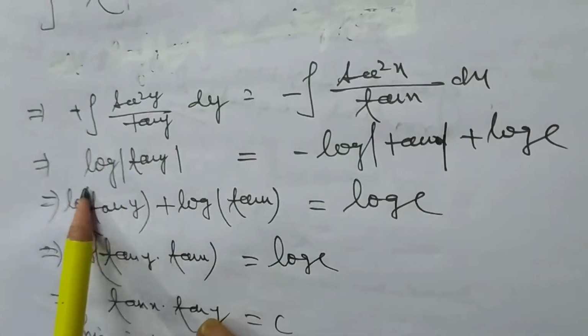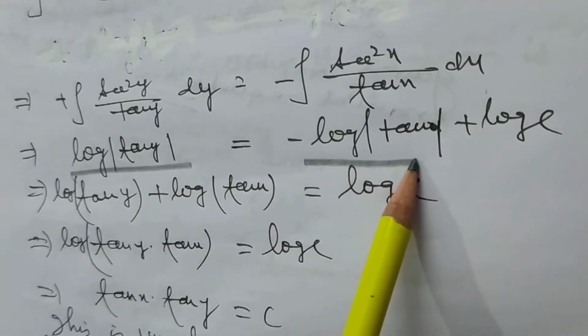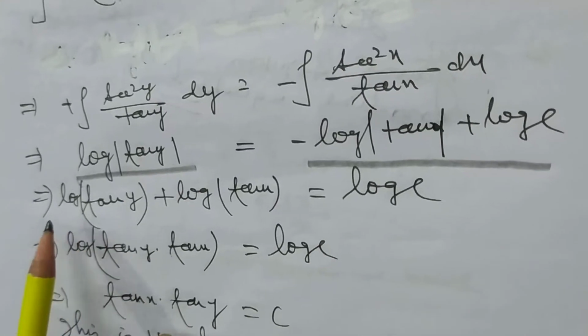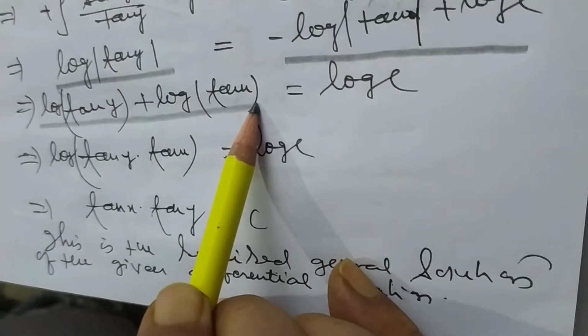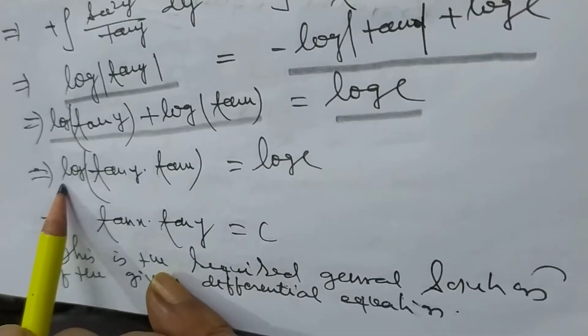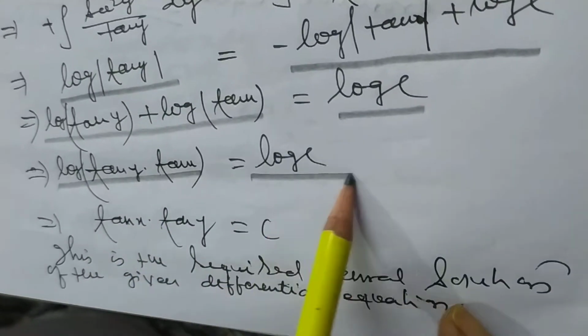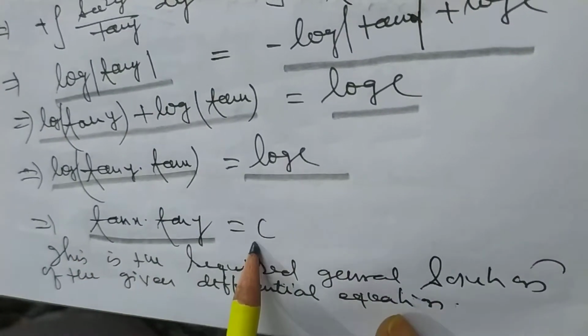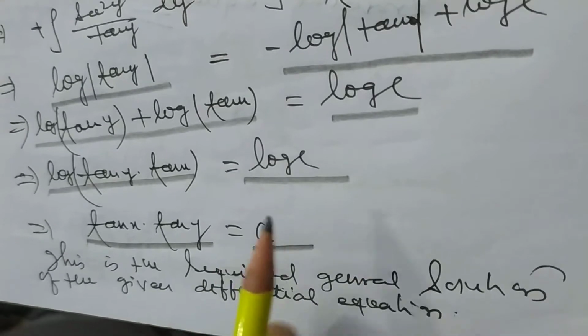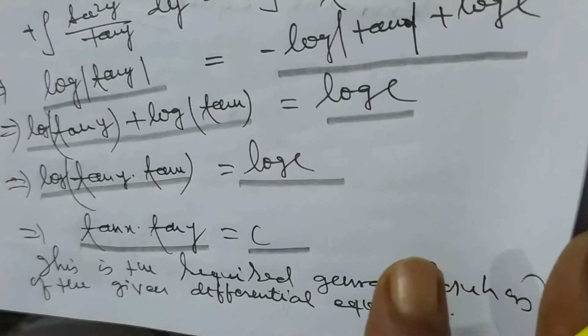So log mod tan y minus log mod tan x plus log c. That is log tan y plus log tan x, that is log c. That is log tan y into tan x is equal to log c. So tan x into tan y is equal to c. This is the required general solution of the given differential equation.